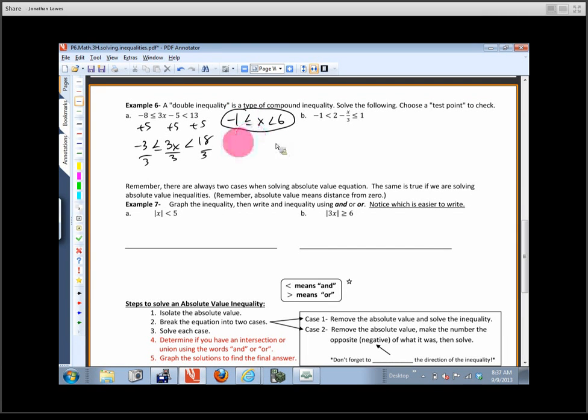You could write it in interval notation. The answers start at negative 1 and they end at 6. What type of bracket around the negative 1? Round or square? Square. And what about the 6? That's going to be round.